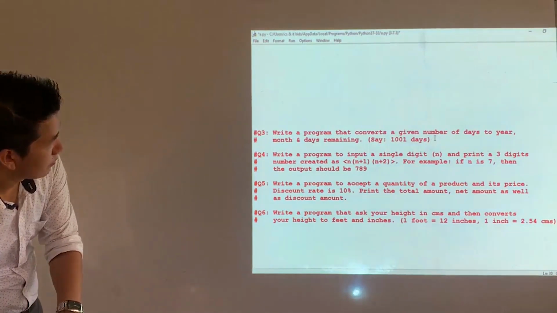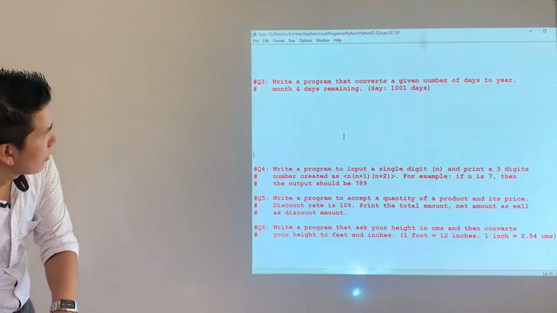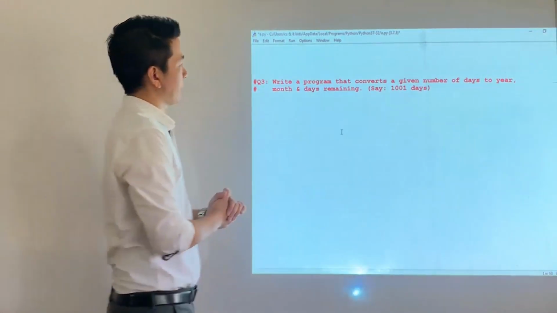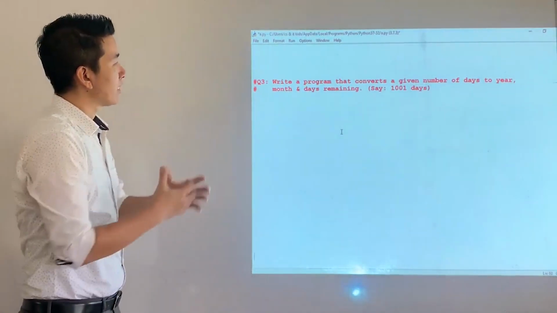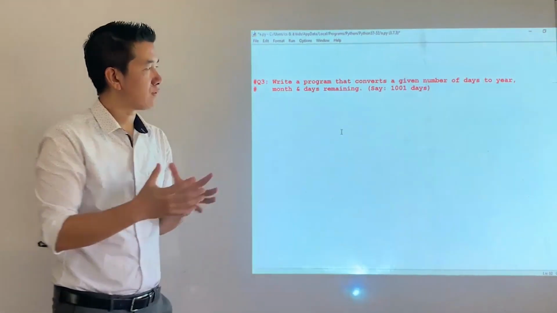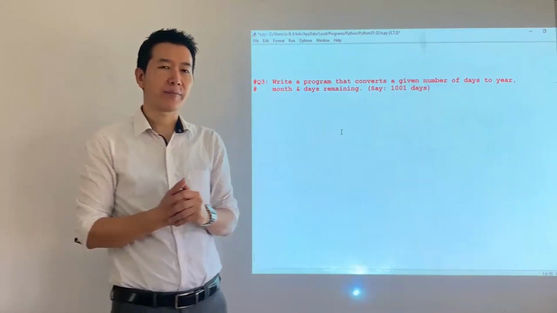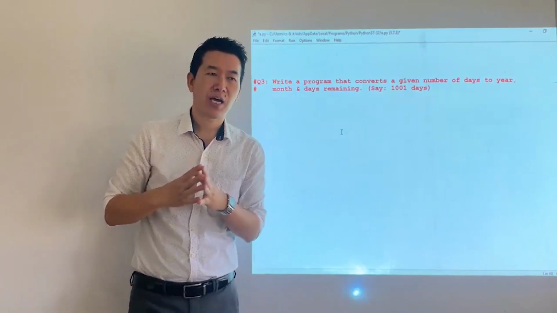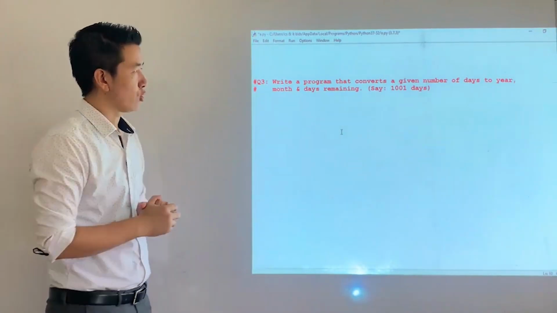Okay, this is better. Now this is a little tricky, or should I say tricky but very, very interesting. So again, the question is: write a program that converts a given number of days to years, months, and days remaining. You need to spend some time understanding or grasping the very question or the problem.